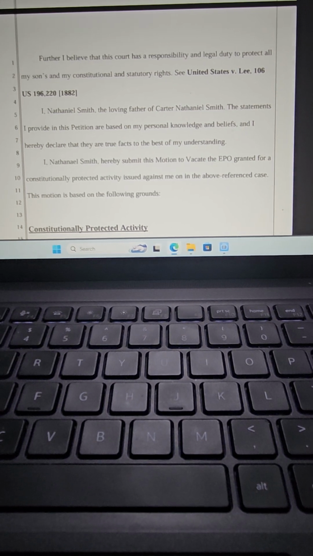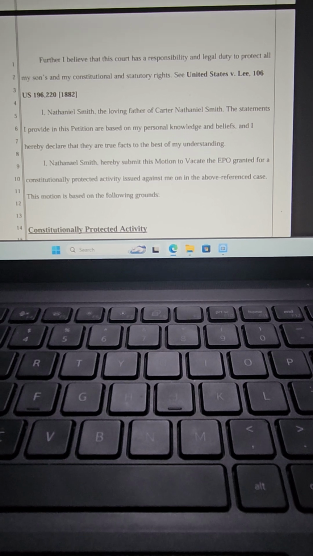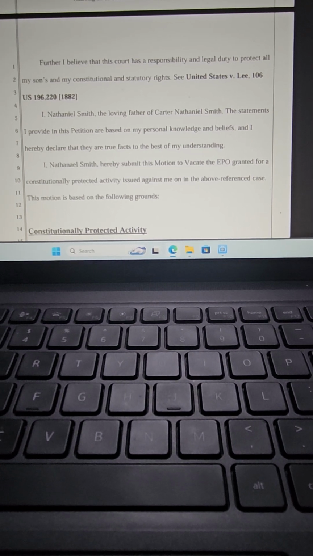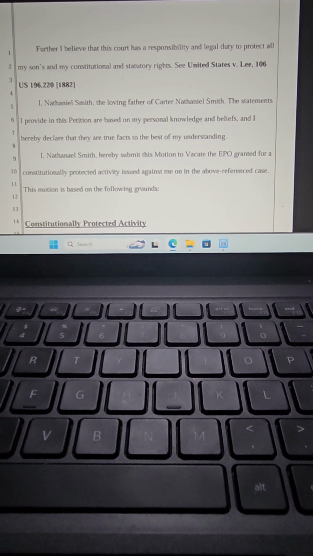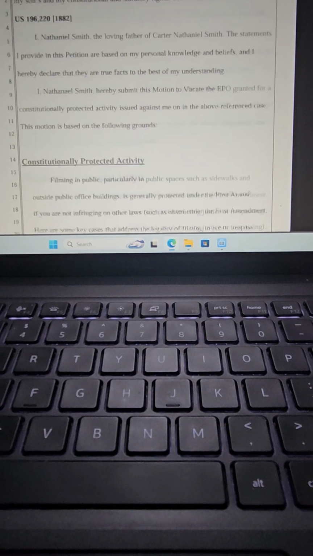I, Nathaniel Smith, hereby submit this motion to vacate the EPO granted for a constitutionally protected activity issued against me on and in the above referenced case. This motion is based on the following grounds.